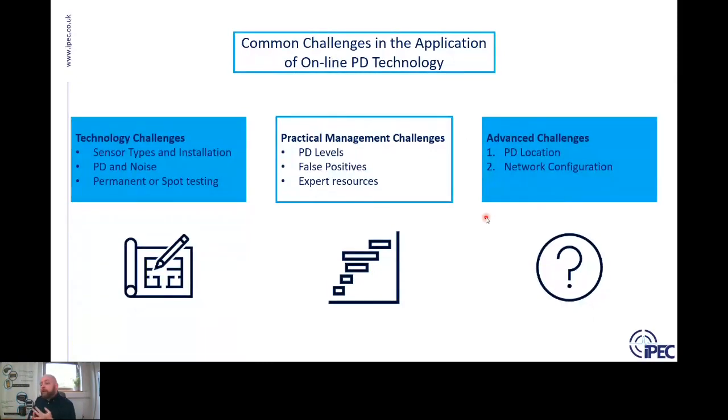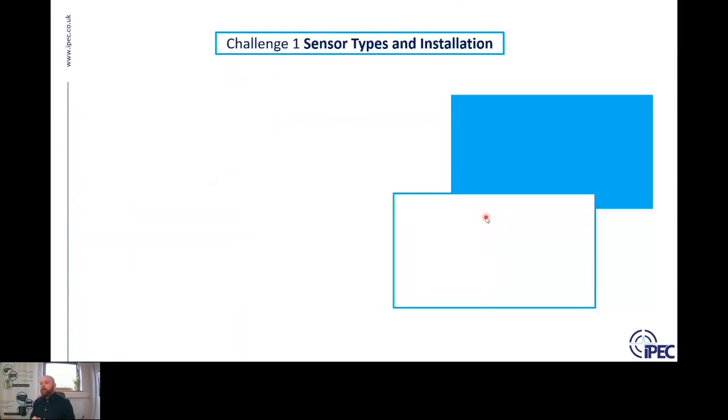is 102. And if in fact you have a specific advanced challenge, please feel free to send us an email and we'll happily discuss. I'm looking at 2 really. One is PD location and some of the challenges across PD location. And then the other one is network configuration and how the configuration of your network might affect your detection of PD. So the first thing we'll look at then is sensor types and installation of sensors.